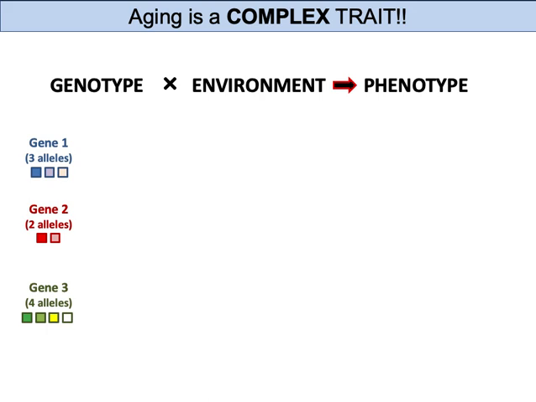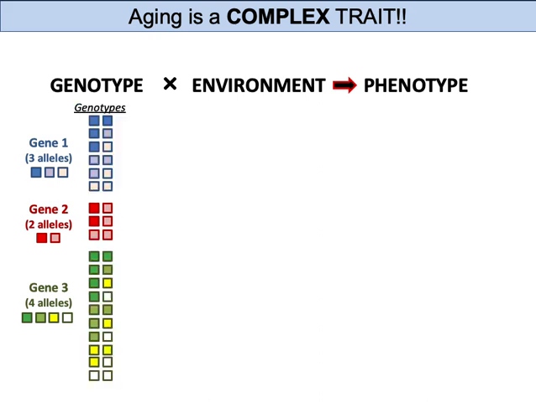4 different versions. Okay, so remember that each individual inherits half of their genome from their mom and half of their genome from their dad. And so at any particular locus, we have one of two. We have one copy from mom and one copy from dad. And so given these alleles associated with each gene, there are multiple different genotype combinations available for each gene.